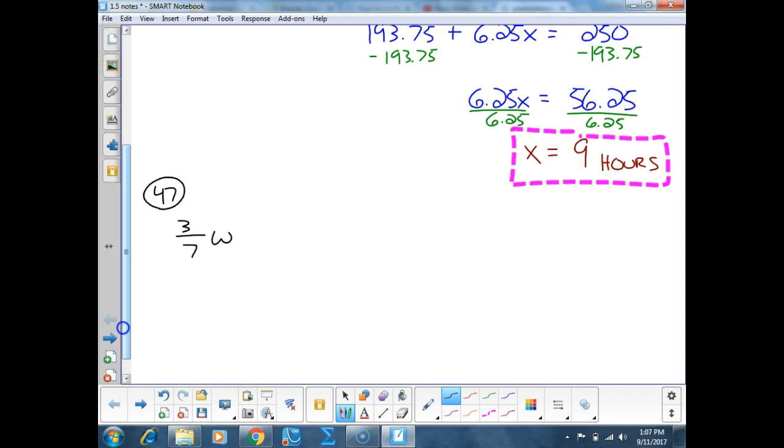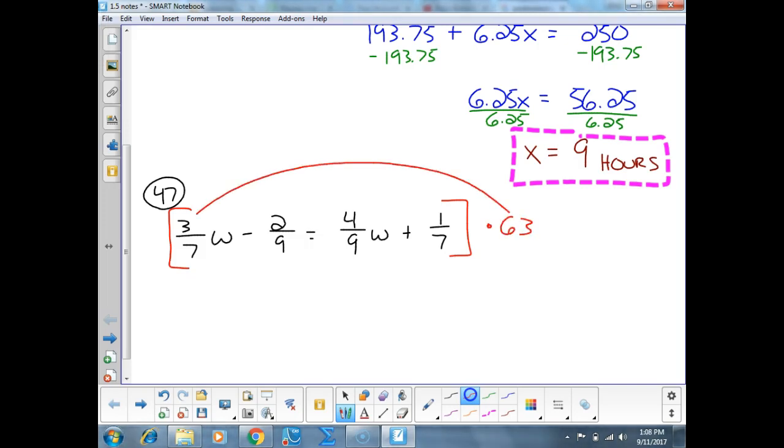3/7 W minus 2/9 is equal to 4/9 W plus 1/7. Can I ask you a personal question? Are you a fan of fractions? Okay, so let's get rid of them then. What are you going to multiply by? What's common between 7, 9, 9, and 7? 63. So I'm going to multiply the whole entire equation by 63.